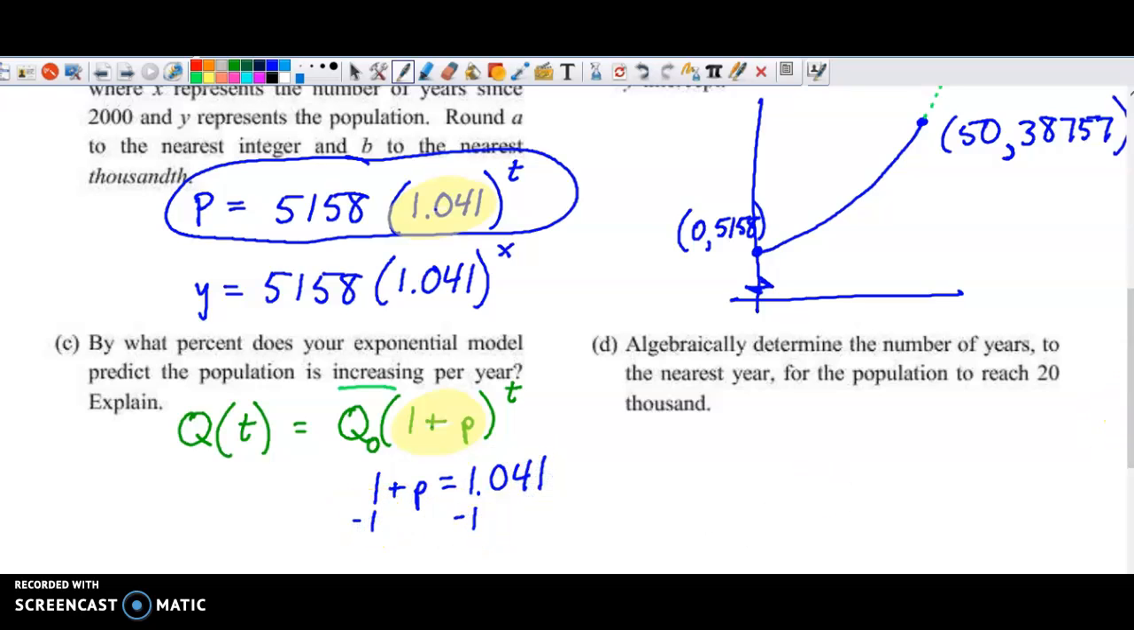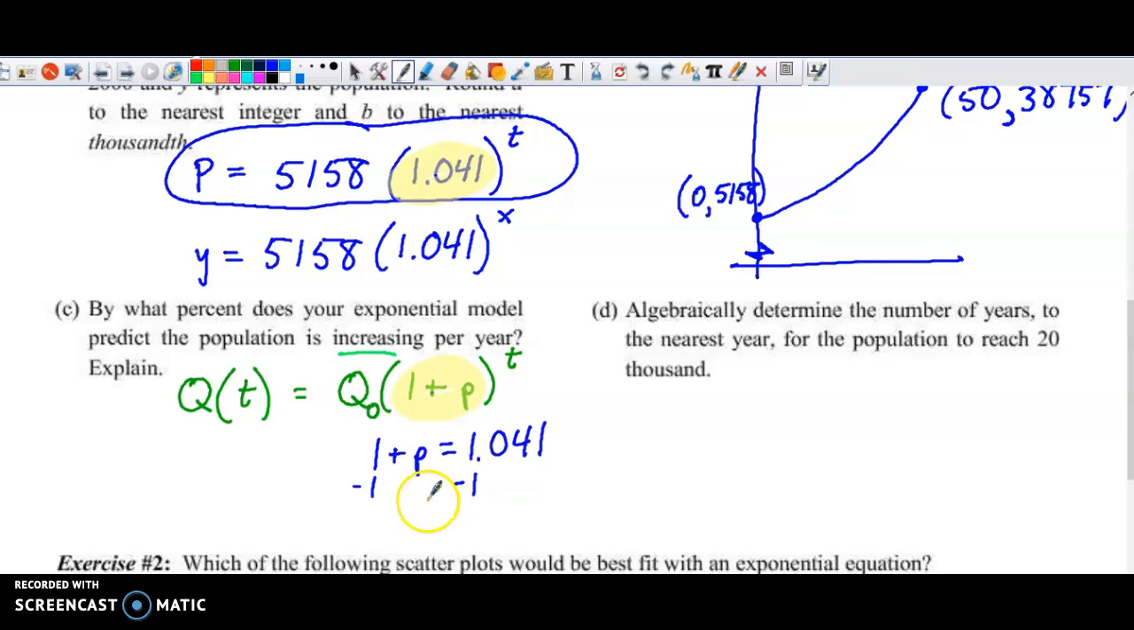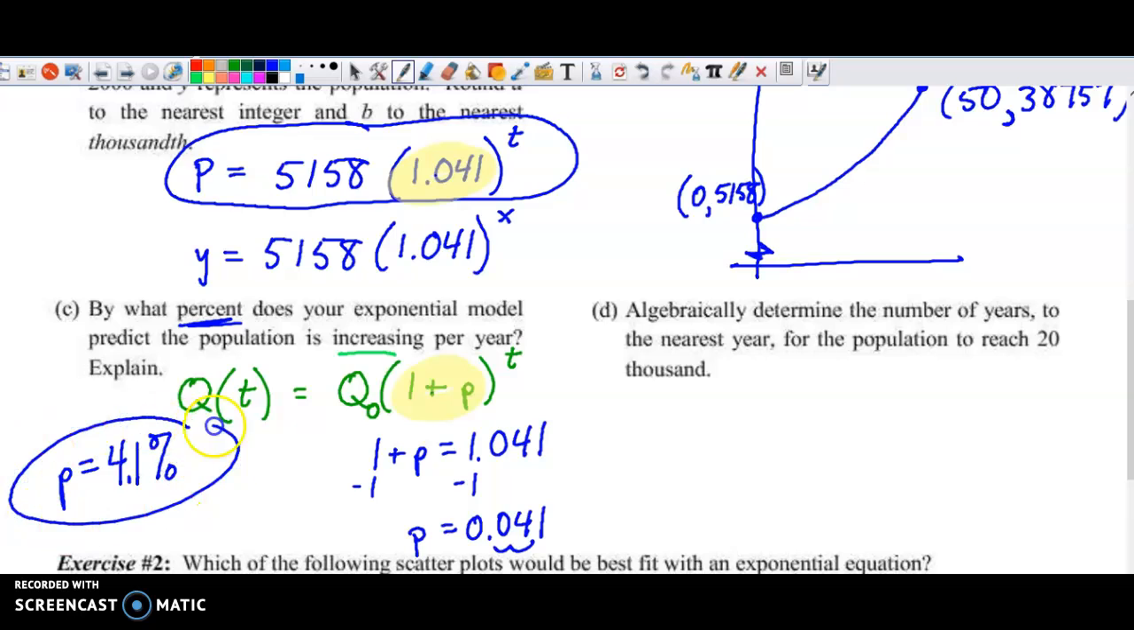Now remember, that's the decimal. I want the percent. What percent does it grow? So this is 0.041. So just move that decimal over twice, and the percent would equal 4.1%. And when you get really good at this, you probably don't have to show that arithmetic to see that that's the growth percentage.